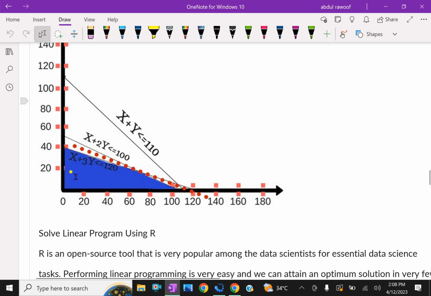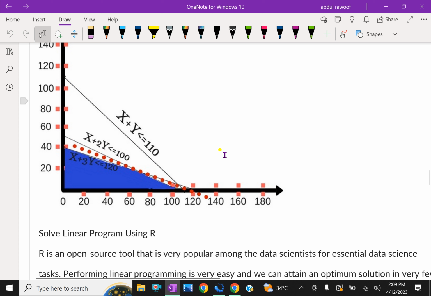Now the third line is x plus 3y equals 120. Put x equal to 0, then 3y equals 120, y is 40. That is x is 0, y is 40, this line. And next put y is 0, x is 120, this line. Here we draw three lines: x plus y is 110, x plus 2y is 100, x plus 3y is 120.